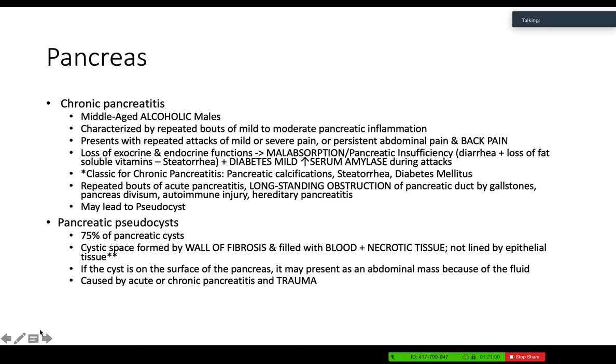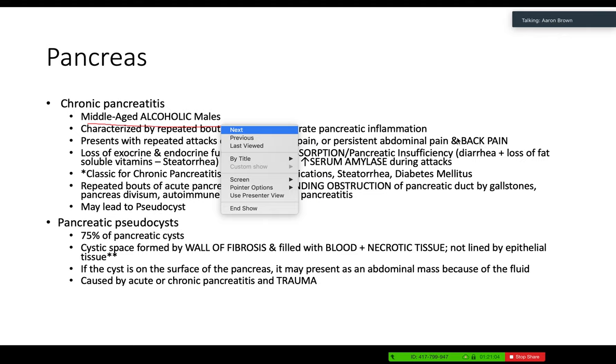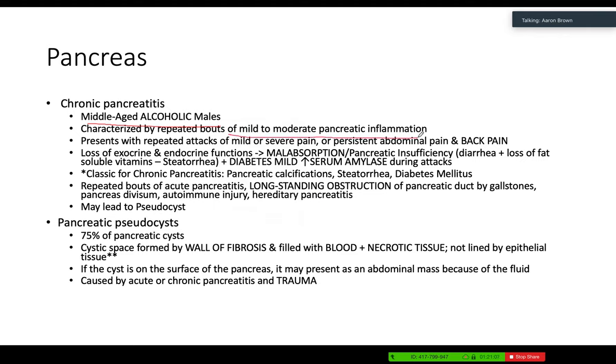Great. So chronic pancreatitis here, we're looking for a middle-aged alcoholic male, repeated bouts of pancreatic inflammation. And so this patient is going to end up with loss of the functions of the pancreas, meaning we're going to have malabsorption, pancreatic insufficiency with that fatty diarrhea, loss of fat-soluble vitamins, and we'll also have some diabetes because of that loss of the endocrine functions and a mild increase in serum amylase during those attacks. Okay. It may lead to a pseudocyst.